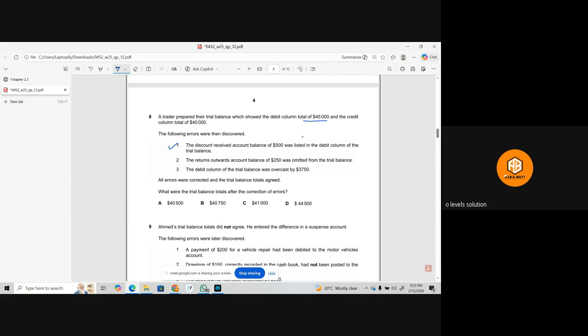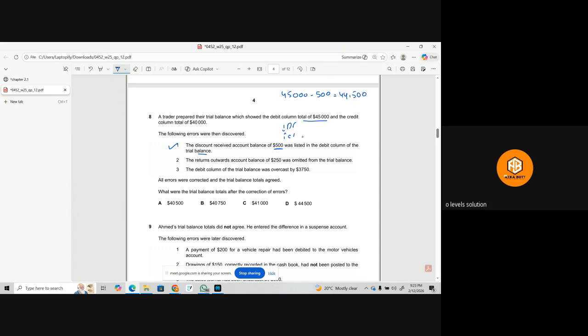So as you can see, the discount received account balance of $500 was listed in the debit column of the trial balance. So it is wrongly listed in the debit column. Discount received is income, so it belongs to credit. If we correct it, it will decrease the debit side and increase the credit side. So the debit side is 45,000, and you will be deducting 500 from here. So there will be 45,500 on the debit side.